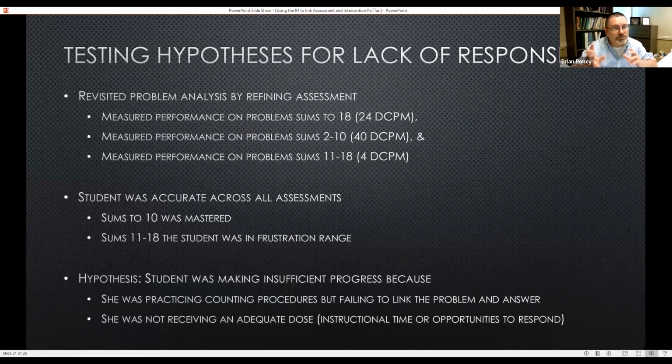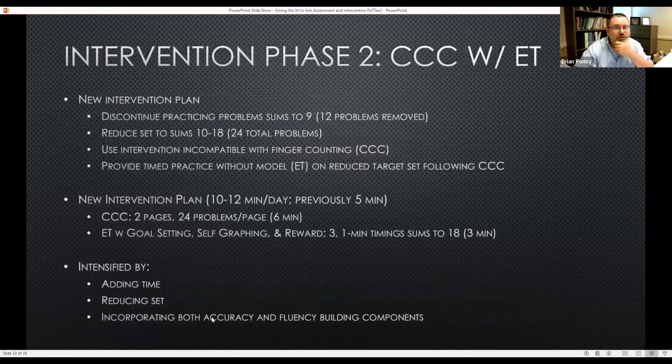Earlier they asked, should you have kids memorize? Yes, you should. But I want the kid to understand a 9 means a quantity and a 3 means a quantity, and you're combining those. I want them to get those conceptual things, but then there's a time to move on. So she was practicing the counting procedures so that it didn't link the problem and answer, and then she wasn't receiving an adequate dose. So for our second intervention phase, we just continued practicing problems, sums to 10. And that was 12 problems removed.